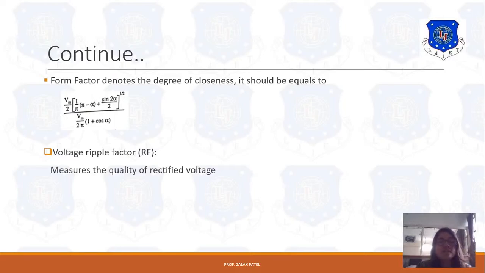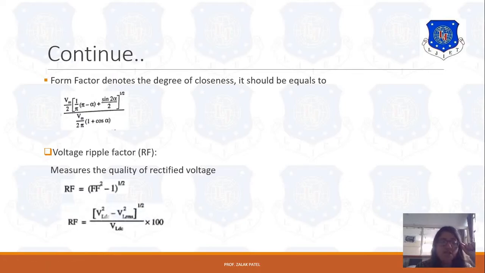Next is the voltage ripple factor. The voltage ripple factor measures the quality of the rectified voltage, meaning how much AC voltage is purely converted into DC. The ripple factor should be as small as possible, because if the ripple factor is larger, the quality of the rectified voltage degrades. That's why we should keep it as minimum as possible, but it is not always possible to bring it to one level. It is given by (form factor square minus 1) raised to 1 by 2. This is one equation of the voltage ripple factor.